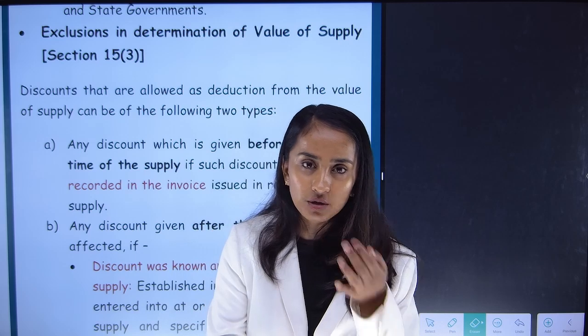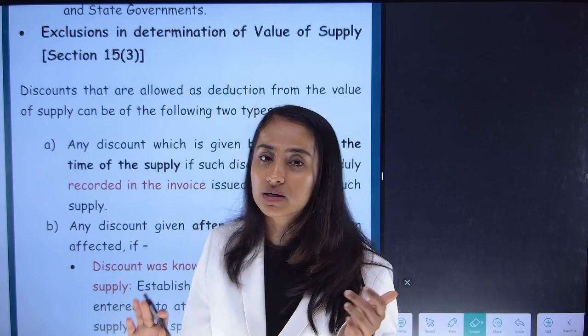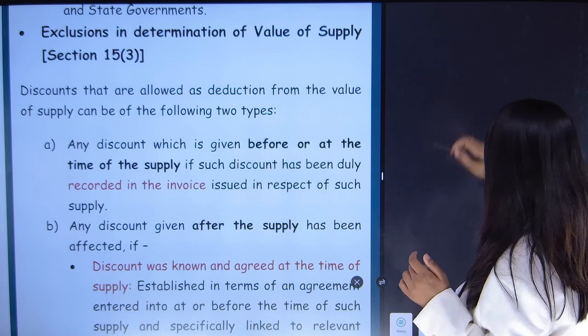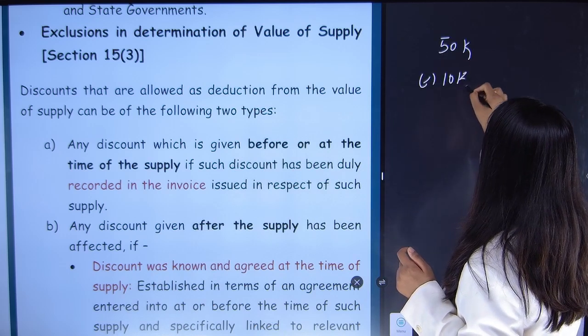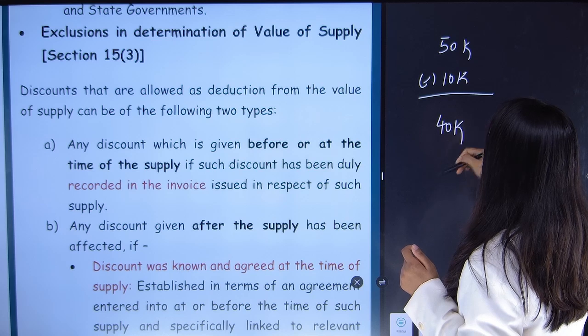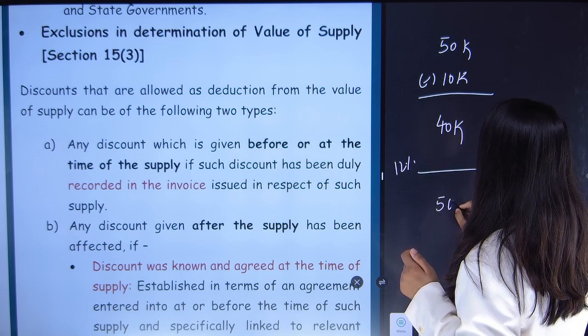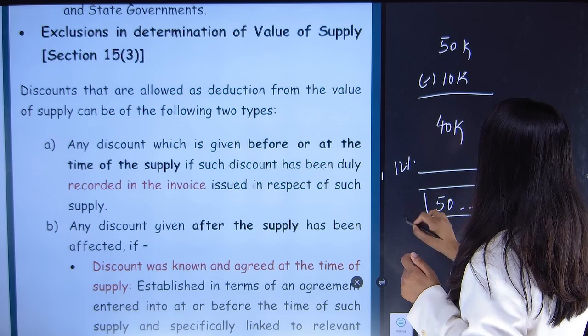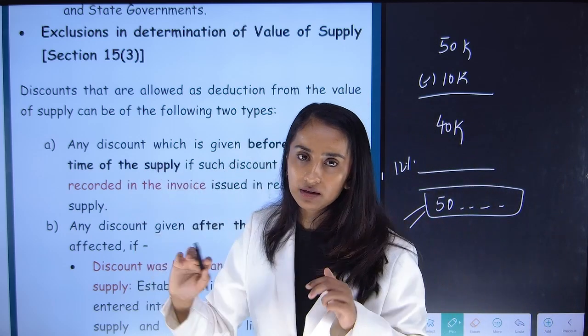I went to the Chroma showroom, and he said, "Upfront discount I'm giving, I will give you a discount in the invoice." So 50,000 he will bill, 50,000 minus 10,000 discount, he will say 40,000. On this, let's say he's charging 12%. Now, this will be my total sales value, correct? This will be before or at the time of supply.